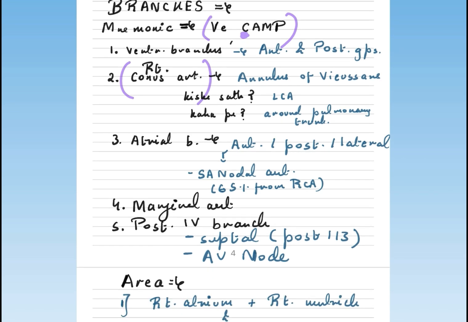Then the right conus artery forms an annulus of Vieussens. Annulus of Vieussens बनाता है. So ये Vieussens किसके साथ बनाता है? With the left coronary artery. And कहाँ पे बनाता है? It forms around the pulmonary trunk.